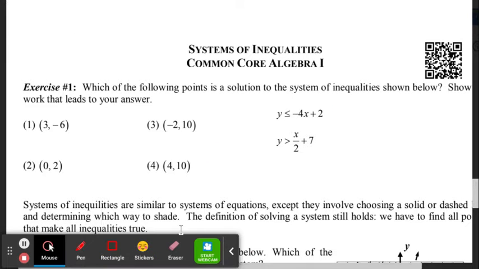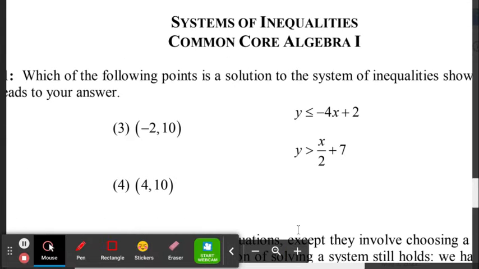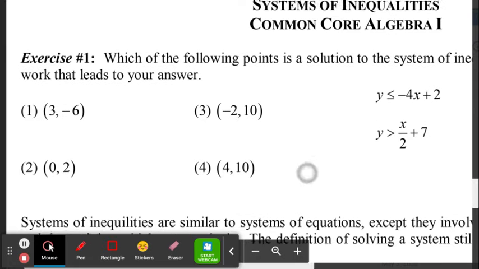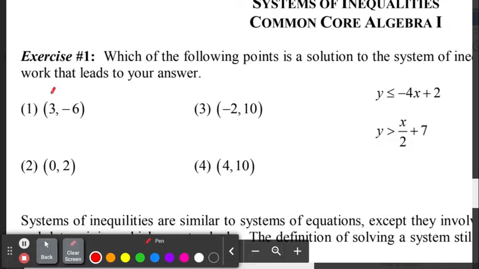So let me just zoom in a sec. And the first question says, which of the following points is a solution to the system of inequalities? Now, this is one where I found I can't really do a shortcut. So what I'm going to do is take this X and Y number and plug it in there. So that means 6 goes in for Y, negative 6 goes in for Y, and 3 goes in for X. So I'm just going to do my work by option 1, negative 6 less than or equal to negative 4 times X plus 2.